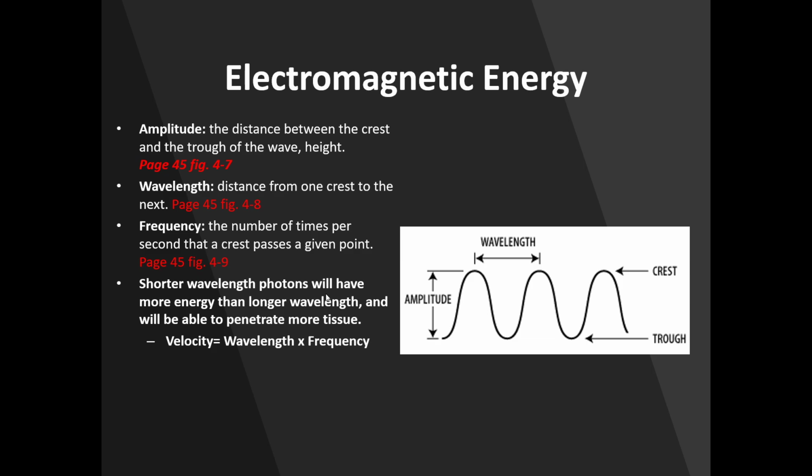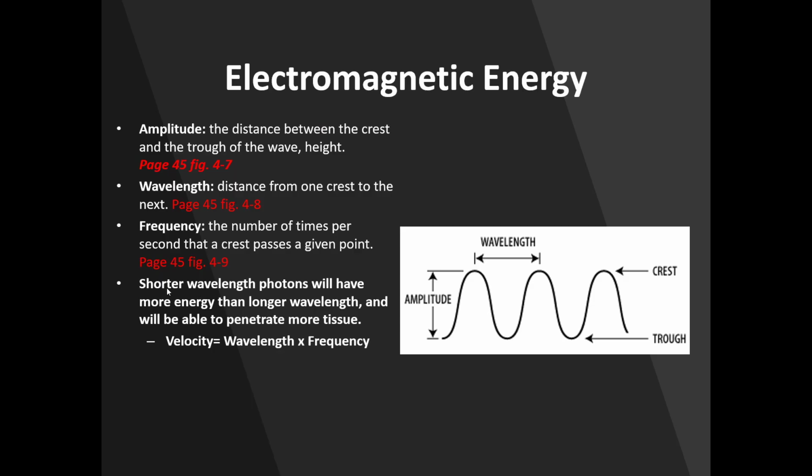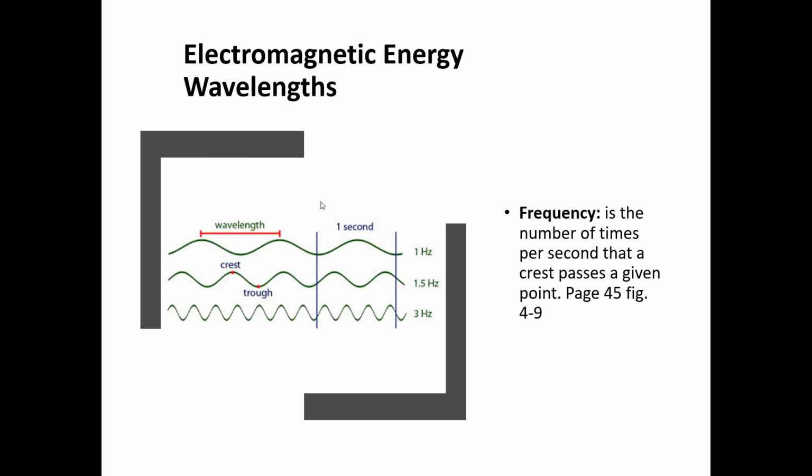So the shorter wavelength photons, meaning higher energy, we go back to this one. X-rays with higher energy have shorter wavelength and higher frequency. X-rays that are shorter wavelength will have more energy than longer wavelength and will be able to penetrate through more tissue. To measure velocity, we're going to multiply our wavelength times our frequency. These are always going to add up essentially to the speed of light, at least in this scenario.